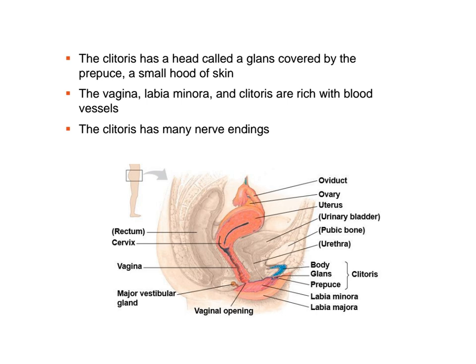The clitoris has a head called the glans, which is covered by a prepuce, which is a small hood of skin. The vagina, labia minora, and clitoris become engorged with blood during sexual stimulation. The clitoris has many nerve endings, and therefore it's one of the most sensitive points of sexual stimulation. Sexual stimulation stimulates the vestibular glands near the vagina to secrete lubricating mucus.